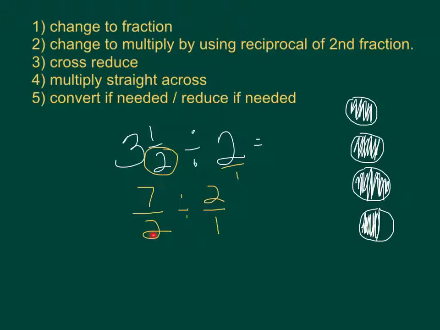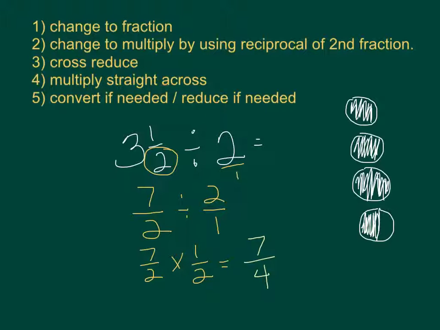Okay, so they are now both fractions. Now, it's divide, so I need to change it to multiply by using the reciprocal of the second fraction. A little math magic going on. 7/2 stays the same. Change to multiply by flipping the second fraction. And now I'm on cross reduce. Nothing goes into both 1 and 2 other than 1. And nothing goes into both 7 and 2 other than 1. So I'm done with that step. Multiply straight across. 7 times 1 is 7. And 2 times 2 is 4.